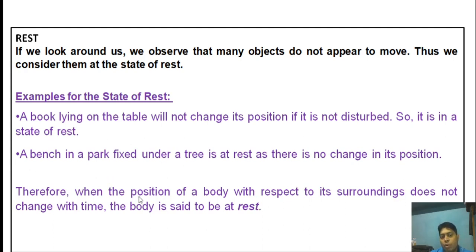Therefore, when the position of a body with respect to its surroundings does not change with time, the body is said to be at rest. So from these two examples, what we can conclude is that the position of a body with respect to its surroundings does not change with time. If it does not change with time, then the body is said to be at rest. Next.